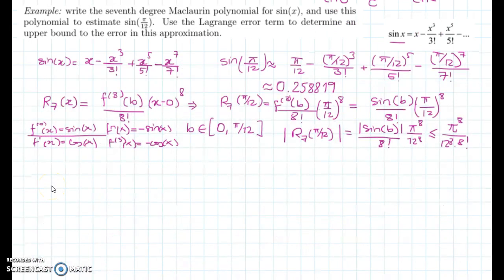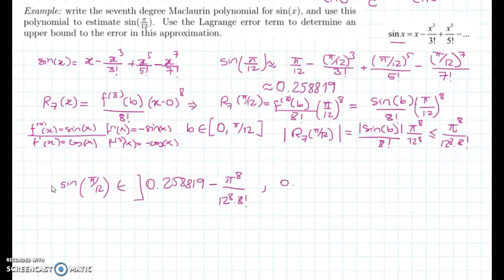So what we are saying is that the value of sine of pi over 12 is something in between the value we found as an approximation, 0.258819, minus pi to the power of 8 over 12 to the power of 8 times 8 factorial, and the value we found as an approximation, 0.258819, plus, again, this error bound we found, pi to the power of 8 over 12 to the power of 8 times 8 factorial.